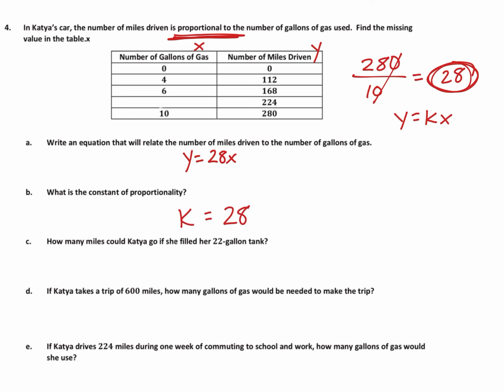So, if she has 28 miles per gallon and she fills a 22-gallon tank, well, 28 times 22 will give us our answer there. You tell me what y is equal to. Fill in your answer here.